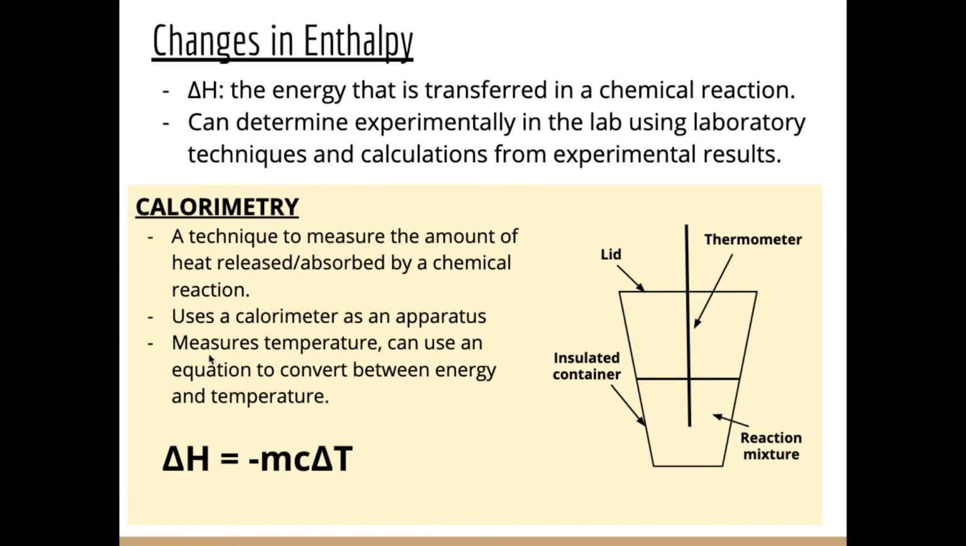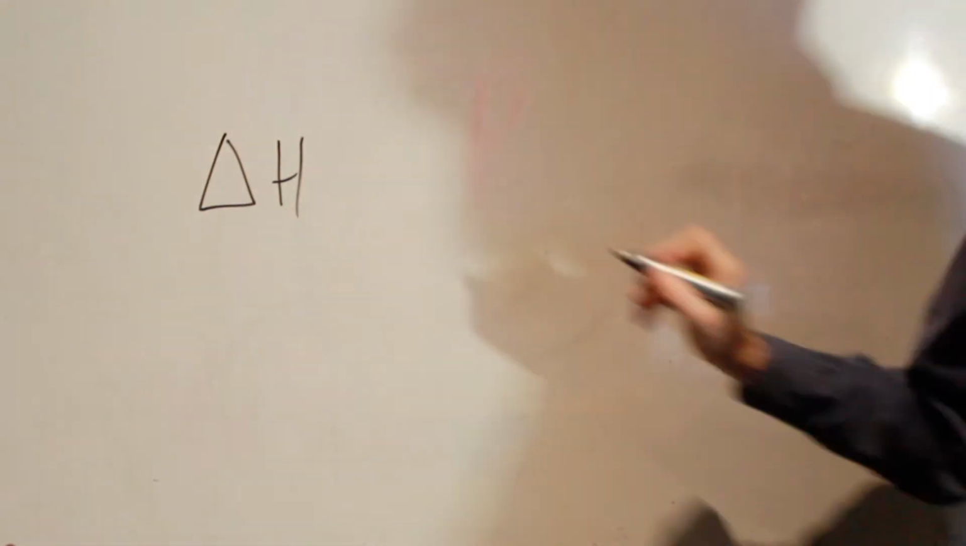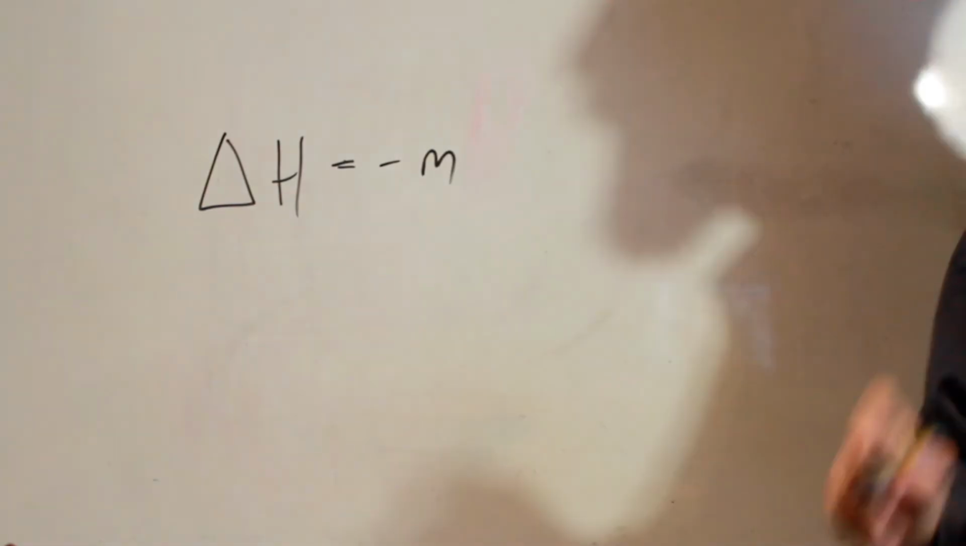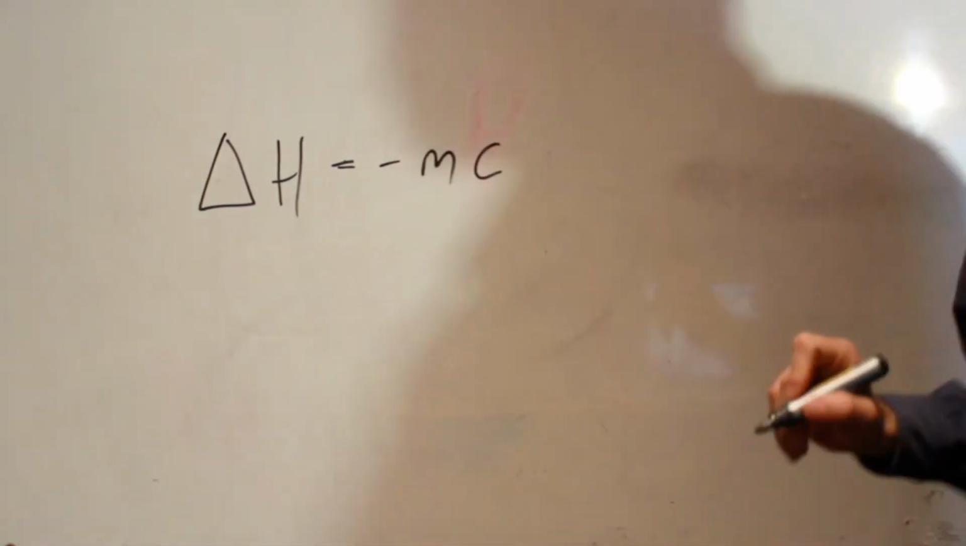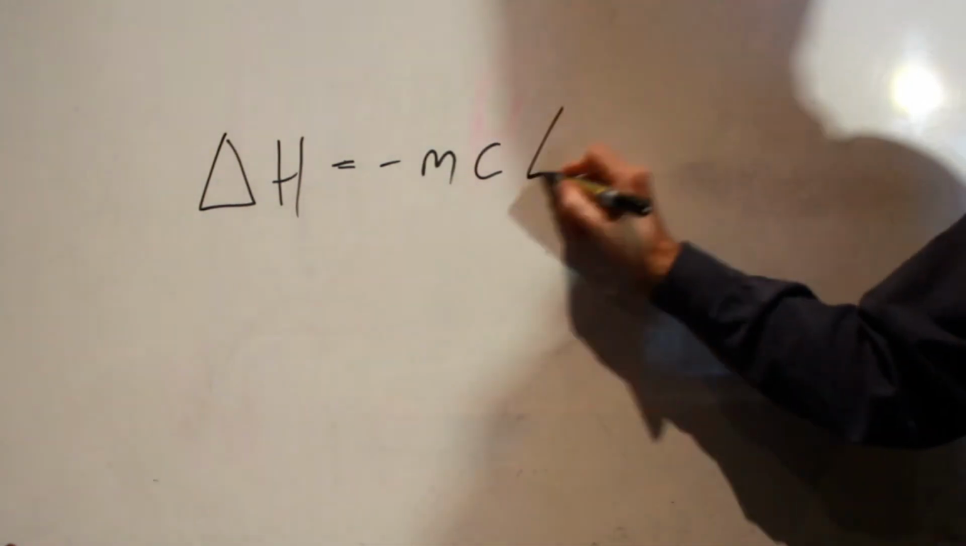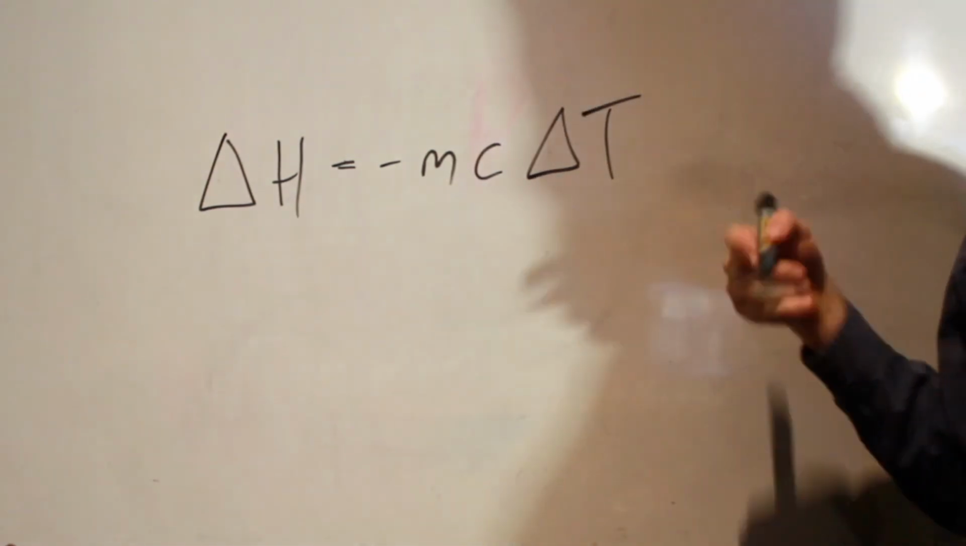So what we do is we measure the temperature, and then we can use this equation to convert between energy and temperature. This equation has delta H. We're very familiar with delta H now. That's the change, delta for change, in enthalpy, is equal to negative m c delta T. m for mass. c is this constant called specific heat capacity. We're going to talk about that in a second as well. And then delta T, delta the same over here, means change, T for temperature.